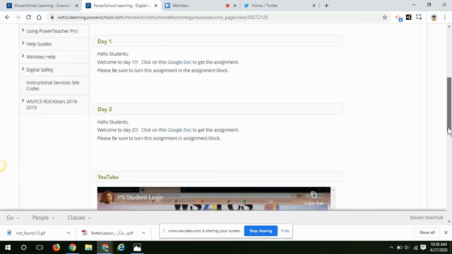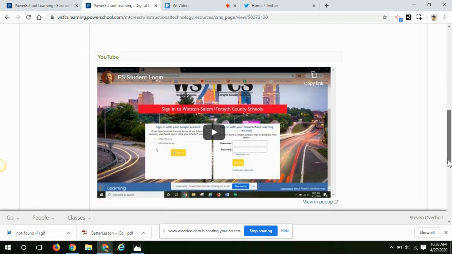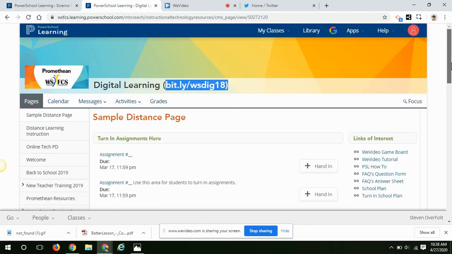They have down your schedule of what you're going to do day one, day two. YouTube videos can be embedded into there. So it just helps us to have that structure that we might want to have. It also has on the side some tutorials and some things that you can do to help move yourself along and make things a little bit smoother technology-wise.